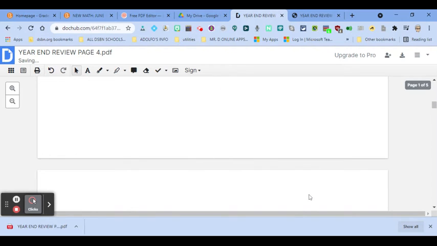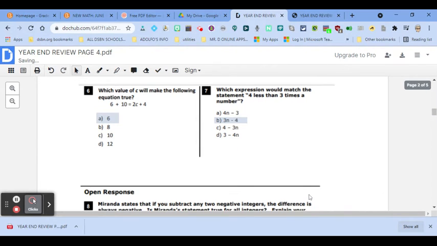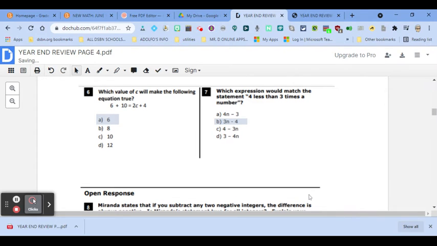All right, so let's go take a look at the other answers. Question number 6 and 7. Question 6, which value of C will make the following equation true? It is letter A. 2 times 6 plus 4, so 12 plus 4 is 16. 6 plus 10, 16. The left side equals the right side. And question 7, which expression would match the statement 4 less than 3 times a number? We have B, right? 3 times a number minus 4.